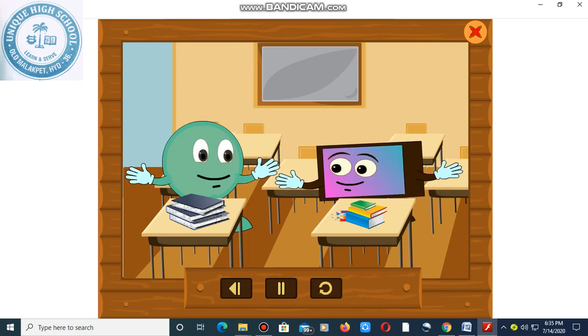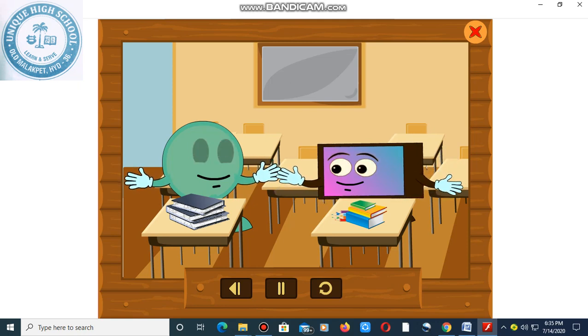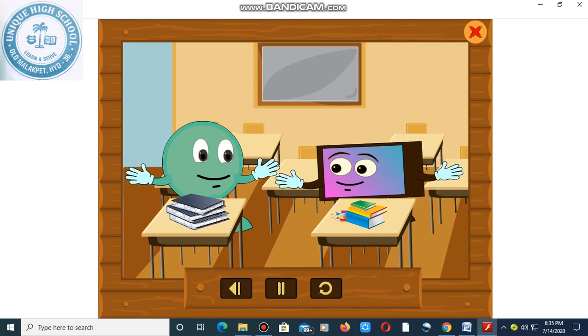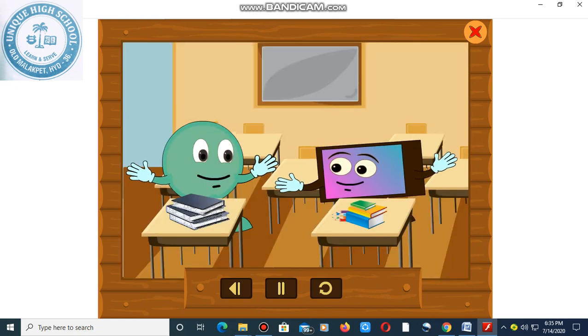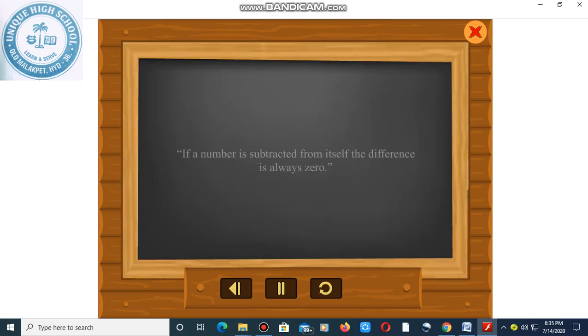They completed both forms of subtraction and even did this part of their homework very easily. After this, they came over to the properties of the subtraction. I'll explain you each property with the help of an example. This way, it would be easy for you to understand. When we subtract zero from a number, the difference is the number itself. Wow, this was interesting. Now, next property is as under. If a number is subtracted from itself, the difference is always zero.